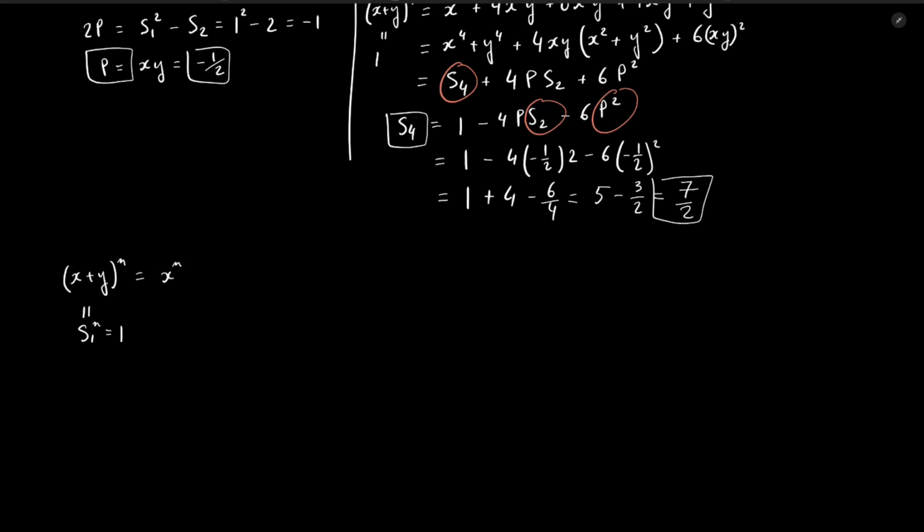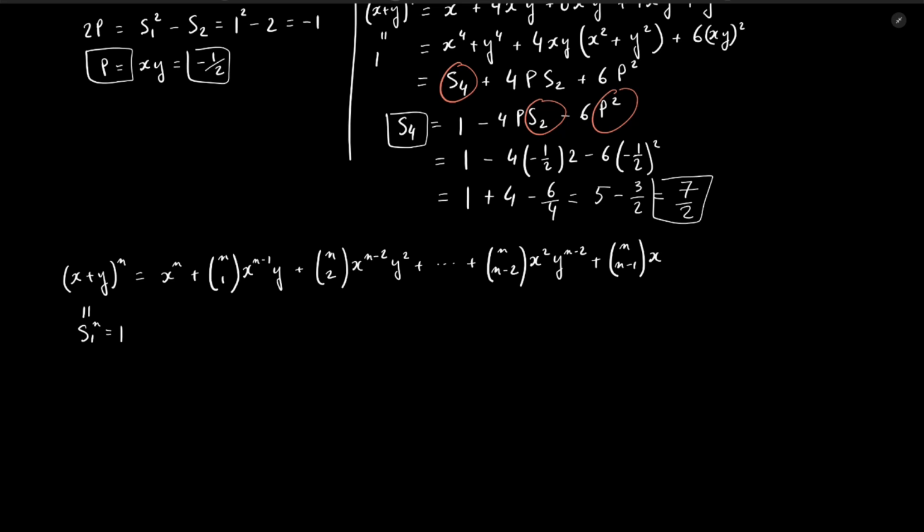x to the power of n plus n choose 1 x to the power of n minus 1 y plus n choose 2 x to the power of n minus 2 y square plus etc. plus n choose n minus 2 x square y to the power n minus 2 plus n choose n minus 1 x y to the power n minus 1 plus y to the power of n.